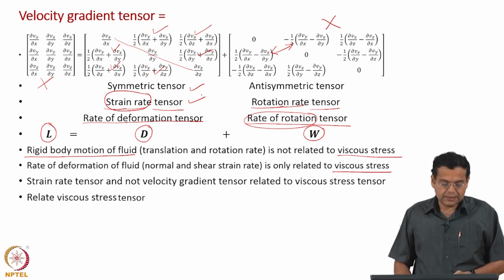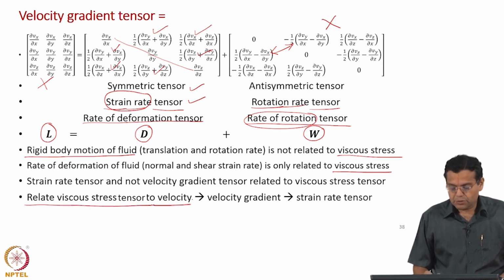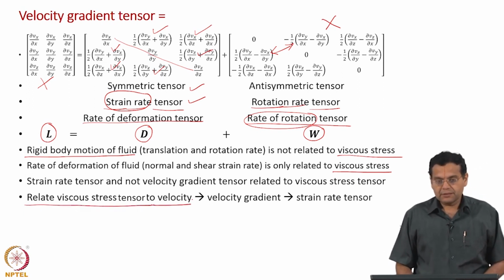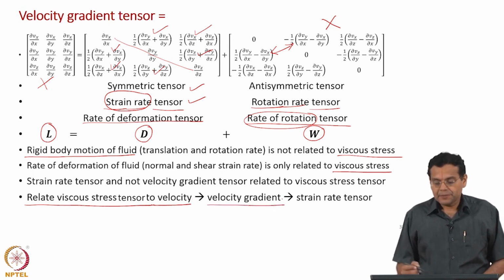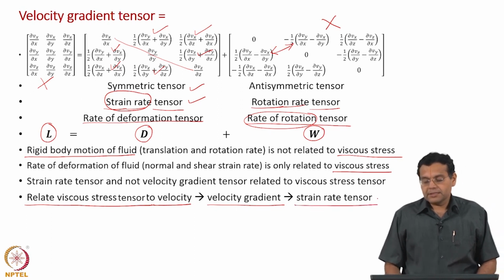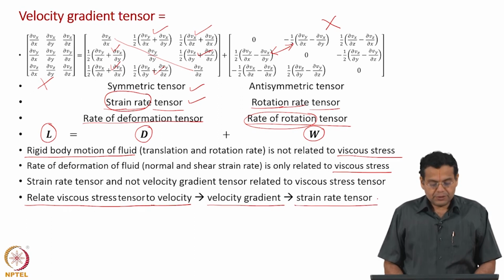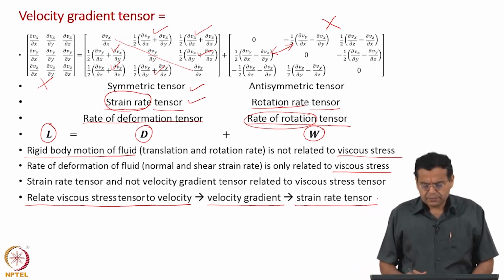And so, the last line: we need to relate the viscous stress tensor to velocity, that is what we said. A better way of saying it is to the velocity gradient, and a still more precise way of saying it is related to the strain rate tensor. So, we need to relate the viscous stress tensor to the strain rate tensor.